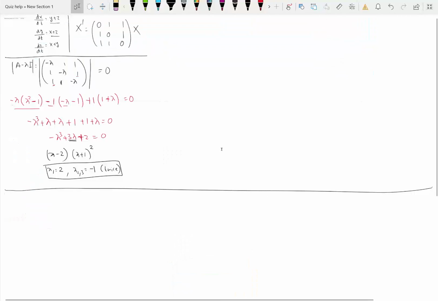Alright, so let's find the eigenvectors of Example 2. Now here I already found the eigenvalues, but if you failed to find them, you should do it by yourself. Please refer to the previous video. Let's use the non-repeated eigenvalue first. So lambda 1 is equal to 2.